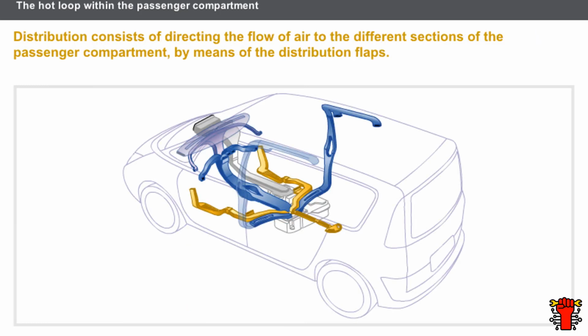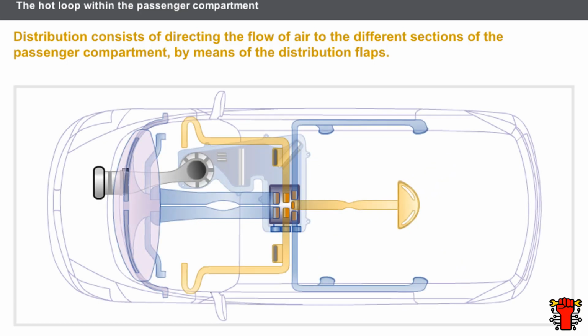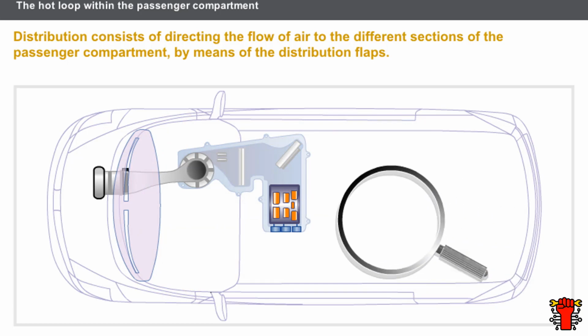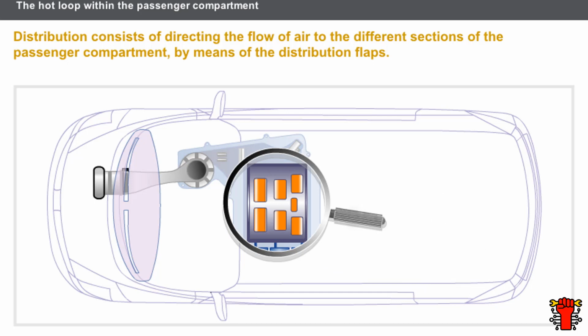After recirculation and division, let us look finally at the distribution of air in the vehicle. Distribution consists of directing the flow of air to the different sections of the passenger compartment. Air distribution is performed by the distribution components. The distribution flaps are located at the outlet of the heater unit. The flaps can be controlled by wire, a direct current motor, or a stepper motor.